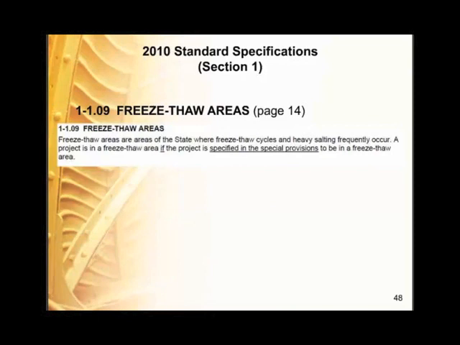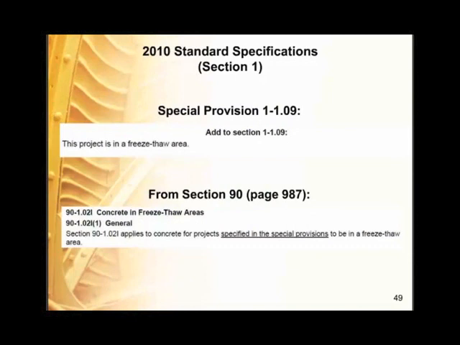Okay, in section 1-109, we have freeze-thaw areas. Freeze-thaw areas are areas of the state where freeze-thaw cycles and heavy salting frequently occur. A project is in a freeze-thaw area if the project is specified in the specifications or special provisions to be in the freeze-thaw area. And note, this is an example of conditional phrasing. So if you were to see a special provision in your project that says this project is in a freeze-thaw area, then from section 90, for concrete in a freeze-thaw area, section 90-1.02I applies to concrete for projects specified in the special provision to be in a freeze-thaw area. So all the specifications within that section apply for the project.